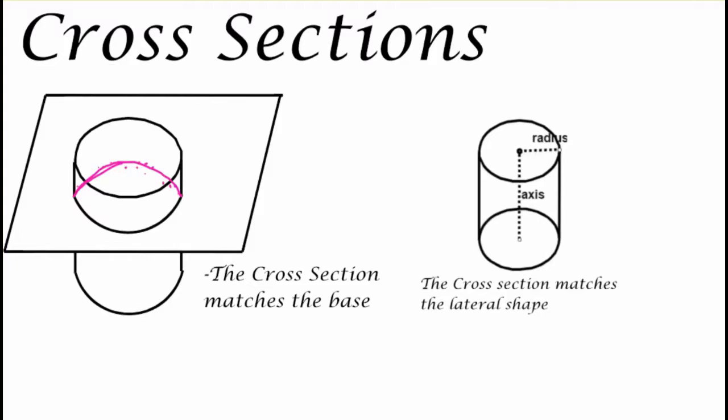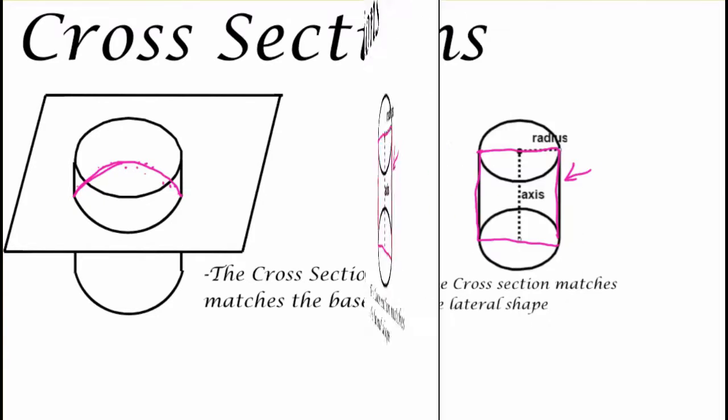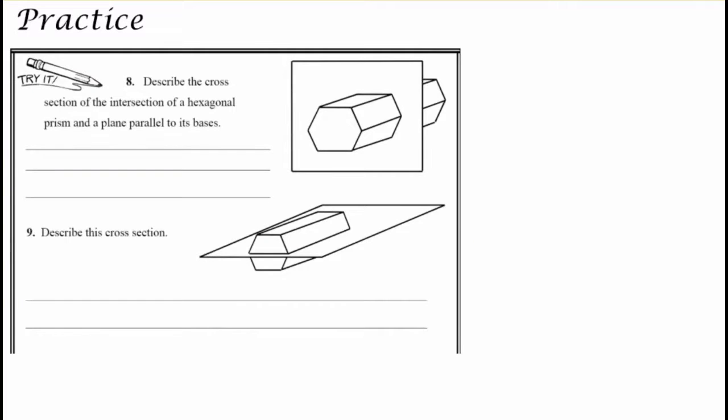On the other hand, if my cross section appears to be vertical to my bases, the cross section will match the lateral shape. In this case, it'll match a rectangle. When thinking about cross sections, it might be good to think about slicing a log of cheese or even a loaf of bread and how every slice is identical to the shape of that loaf.